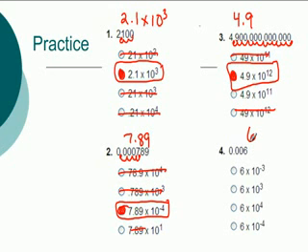Now we know that this has to be 6. So all of them say 6 times 10 to the what? Well, our decimal point has to be here, so we need to go back 1, 2, 3. So we're going this way 3, so that means it's -3.